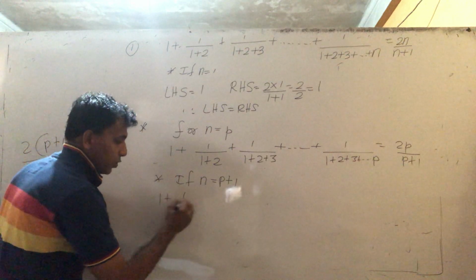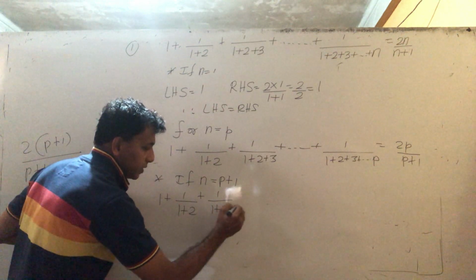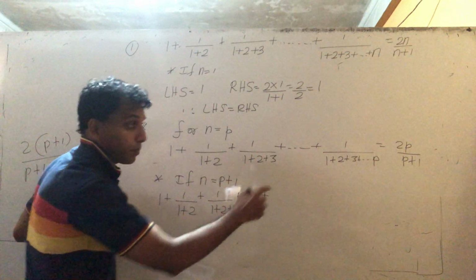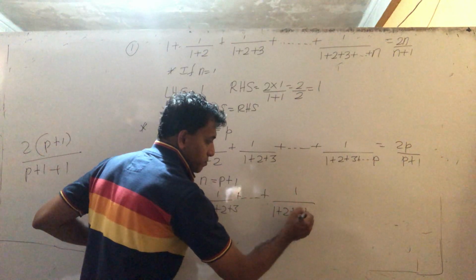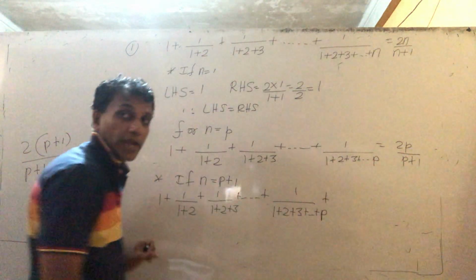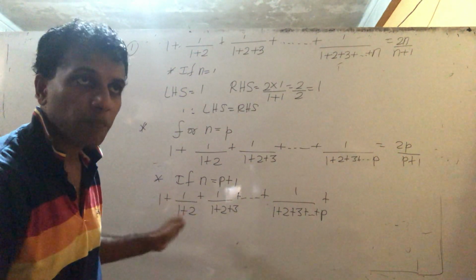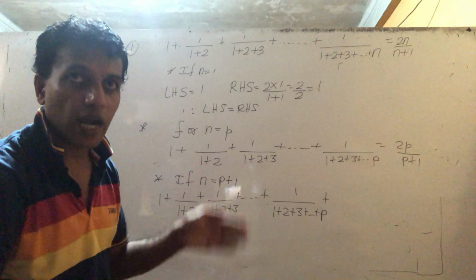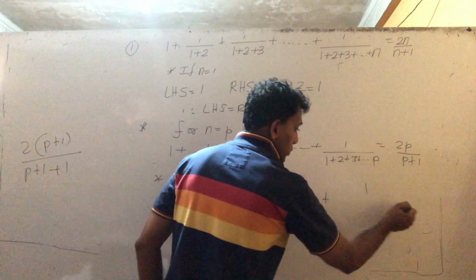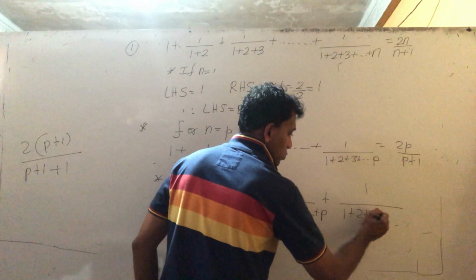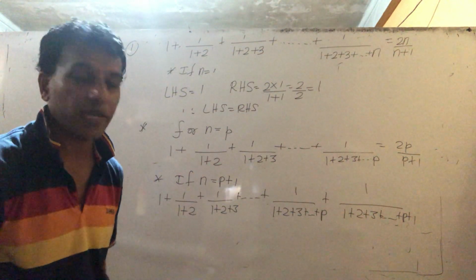1 over 1 plus 1 over 1 plus 2 plus 1 over 1 plus 2 plus 3, plus up to p terms, plus what? The additional is the p plus 1th term. The first term is 1 over 1, the second term is 1 over 1 plus 2, the third term is 1 over 1 plus 2 plus 3, the 100th term is 1 over 1 plus 2 plus 3 plus up to 100. So in similar fashion, p plus 1 term is 1 over 1 plus 2 plus 3 plus 4 up to p plus 1.